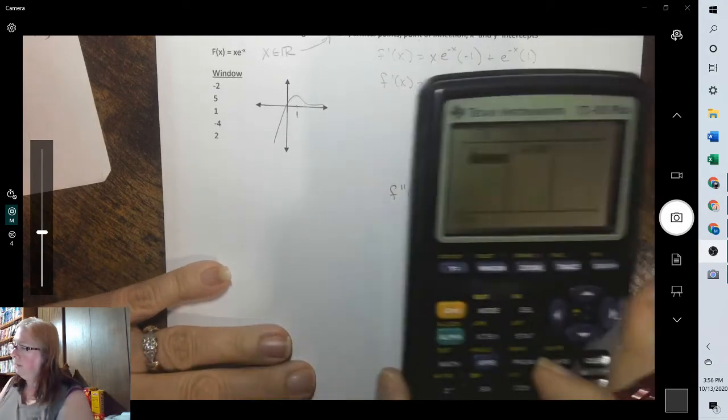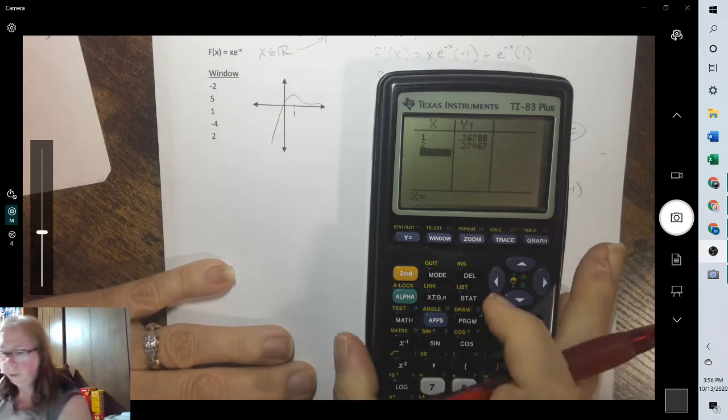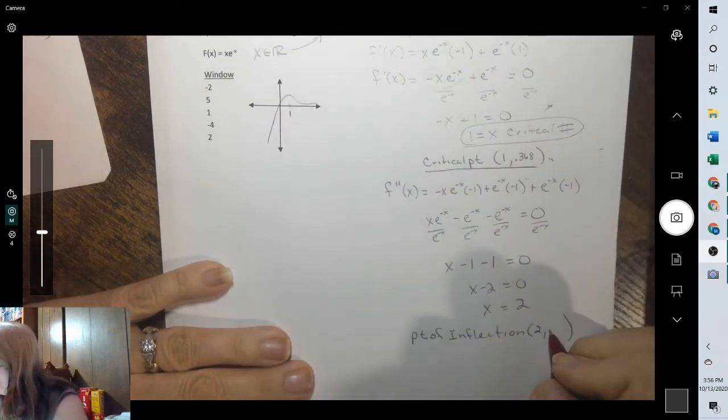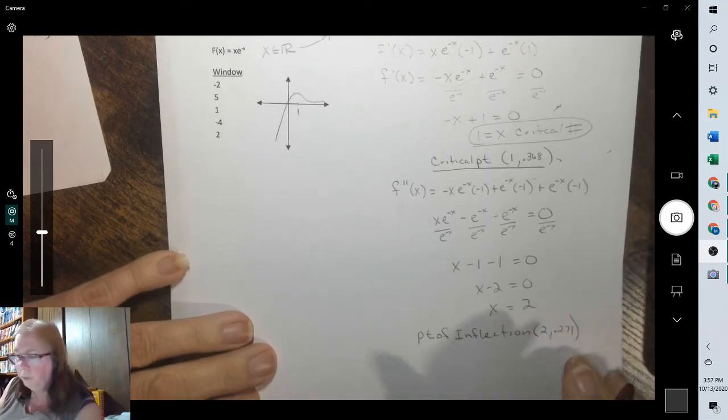To find the y value, we'll plug it into our table. 0.271. So that's our point of inflection.